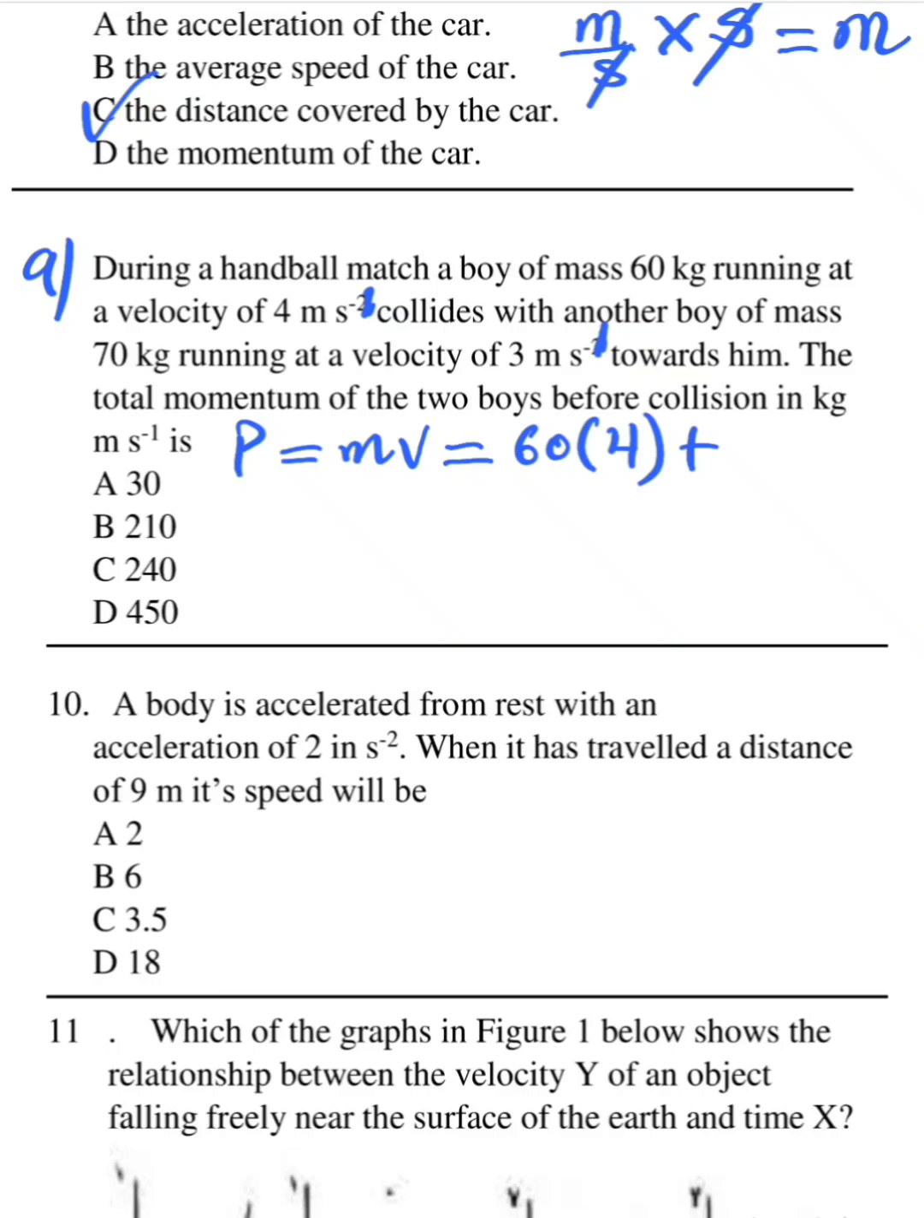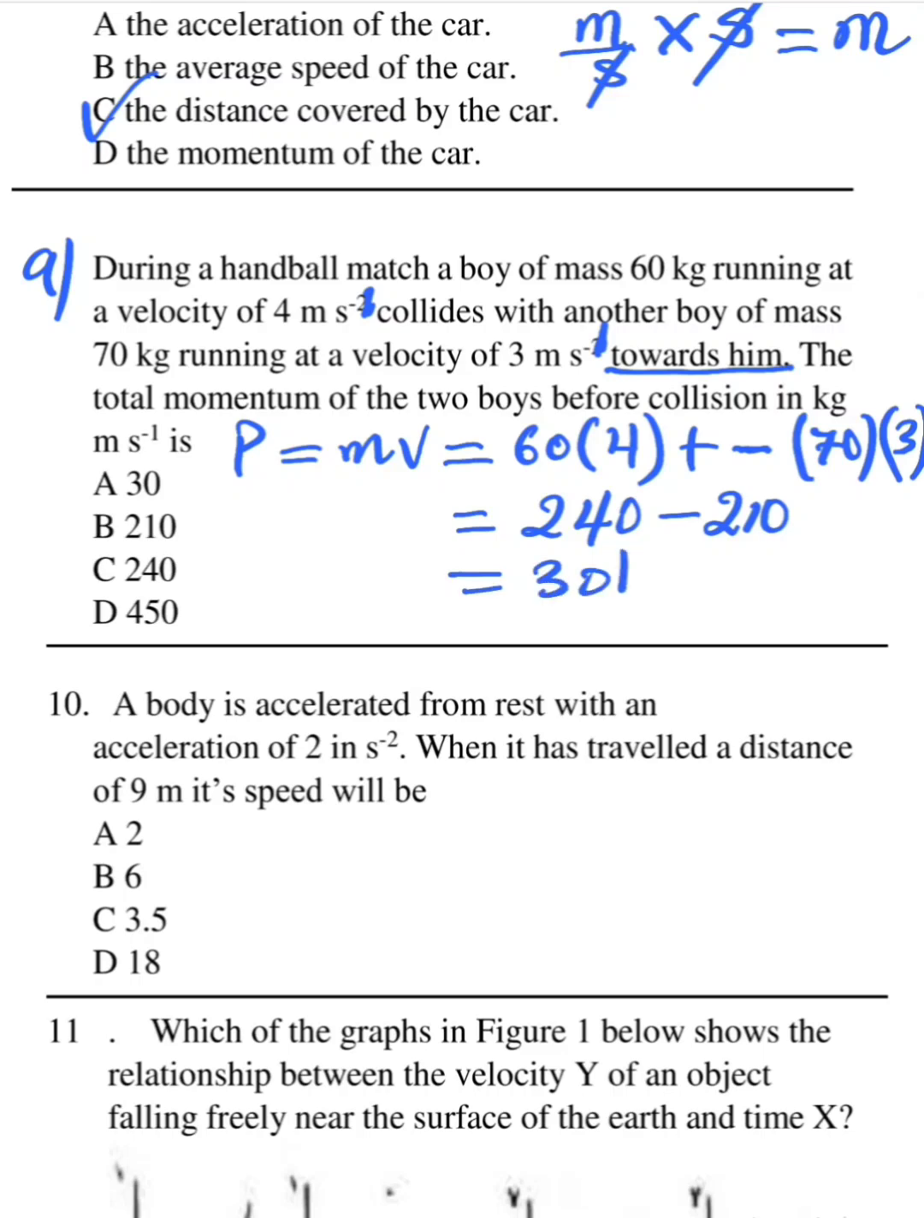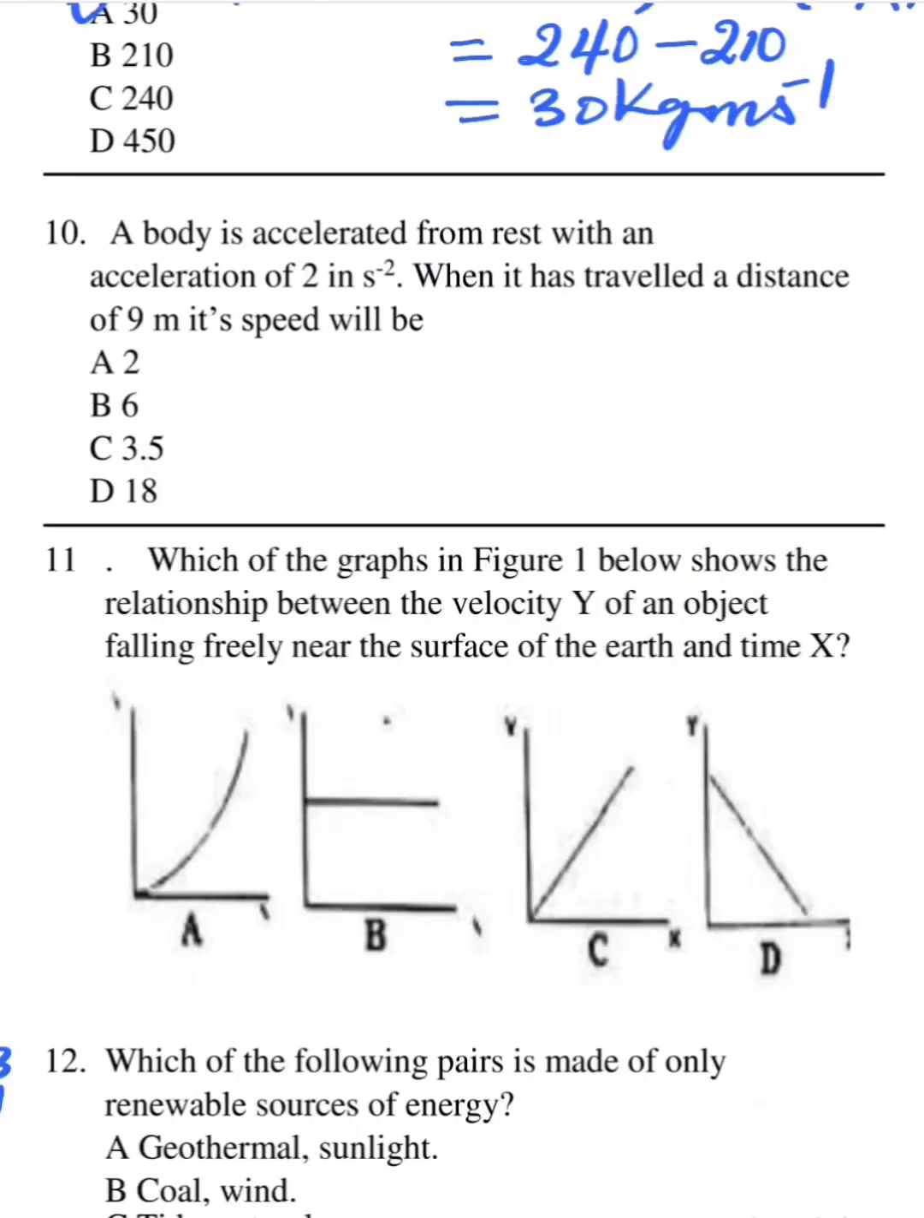But you have to be careful here. They said the other boy is running towards, so the second boy is running towards the first. Since they are in opposite directions, momentum being a vector, we need to change the sign. So the momentum of the second boy will be negative, and we are multiplying the mass 70 by the velocity, which is 3. So we get 240, the momentum of the first boy, minus 210, the momentum of the second boy, which gives 30 kilogram meter per second, corresponding to option A.